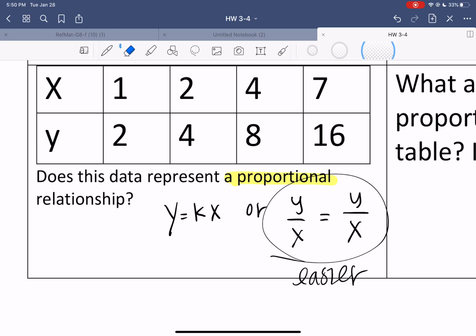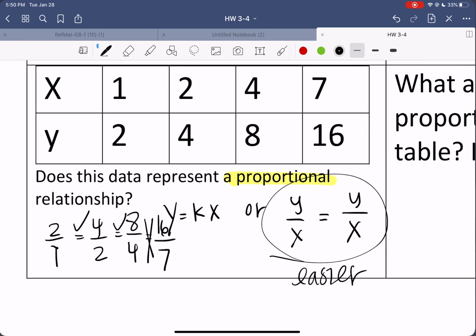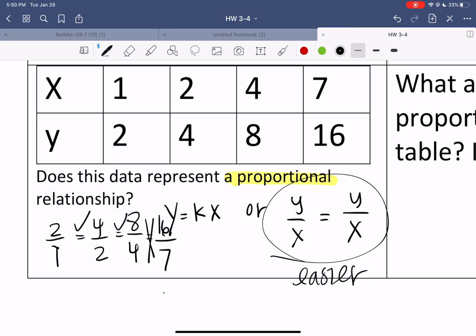So taking all of your y's over x's, 2 over 1 equals 4 over 2 equals 8 over 4 equals 16 over 7, and checking them. So 2 over 1 is 2, okay, and 4 over 2 is also 2. So these both equal 2. 8 over 4 equals 2, so these are all equal so far. But 16 divided by 7 is not equal, because these all equal 2, but 16 divided by 7 is not 2. So you have to check all of your y divided by x's in order to determine proportionality.